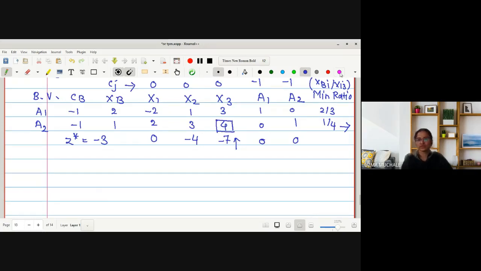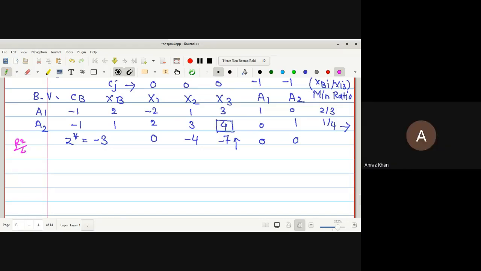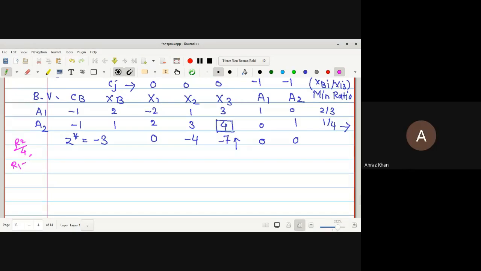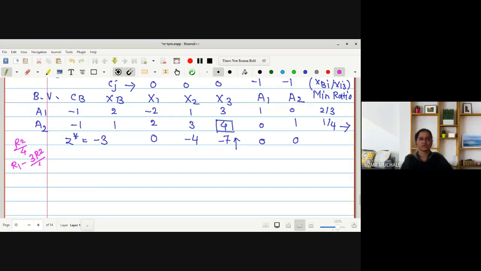What are the row operations to be used? R2/4. R1 minus 3R2/4, converting this 3 to 0. Let us do it quickly so that we can complete the lecture, because at 1:30 we have your next lecture.